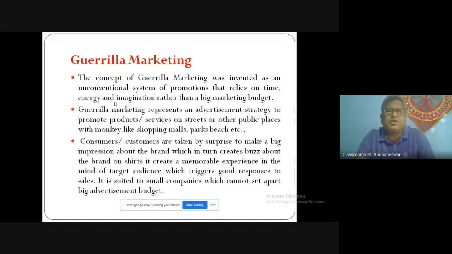Another type is called guerrilla marketing. What is guerrilla marketing? It is unconventional marketing, a strategy to promote products and services on streets and in public places like shopping malls and parks, sometimes advertising with a monkey, like a gorilla. Through a monkey you can advertise your product, or in some other way you can promote your product through streets. That is called guerrilla marketing. Some target audiences are more impressed by such marketing strategies.